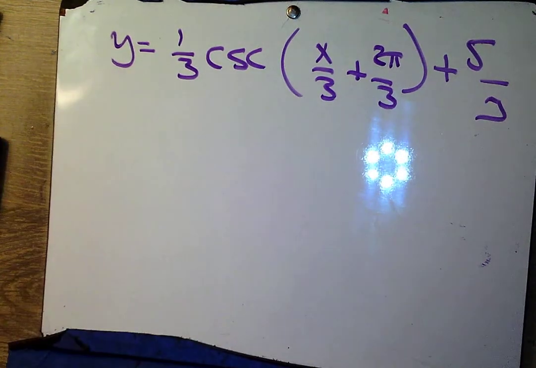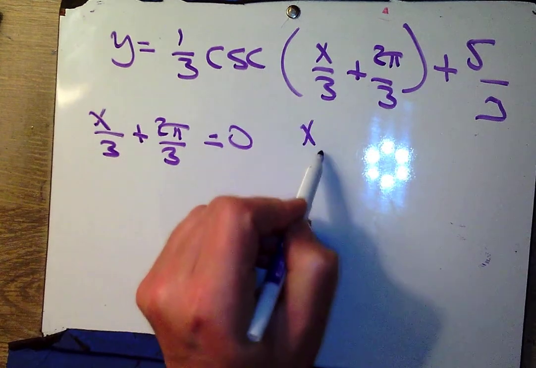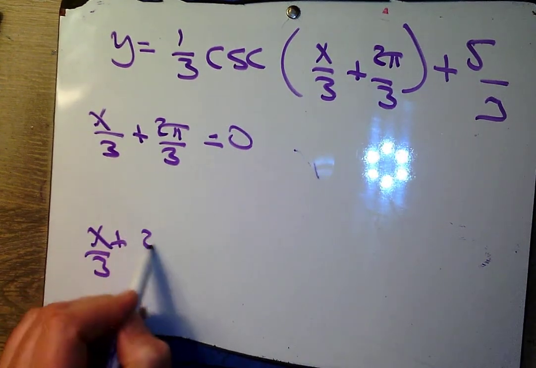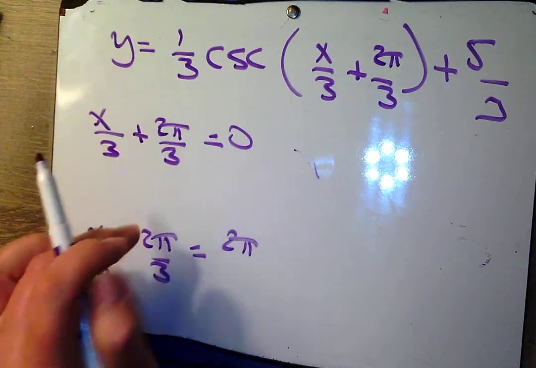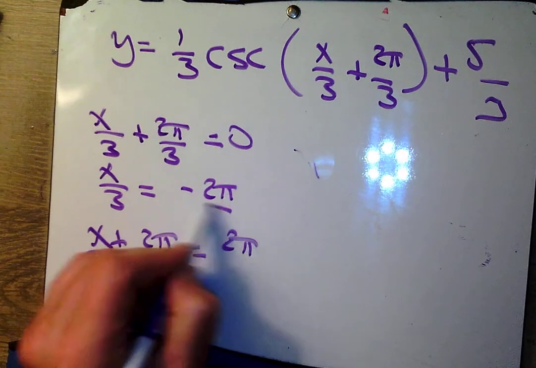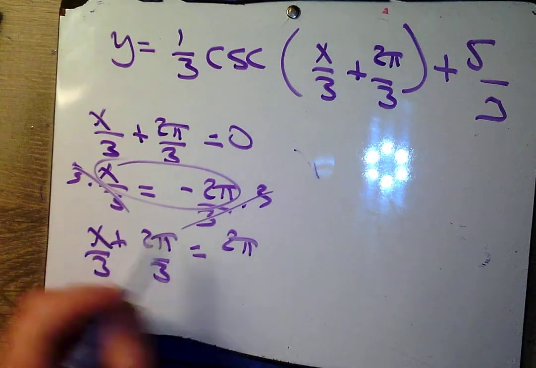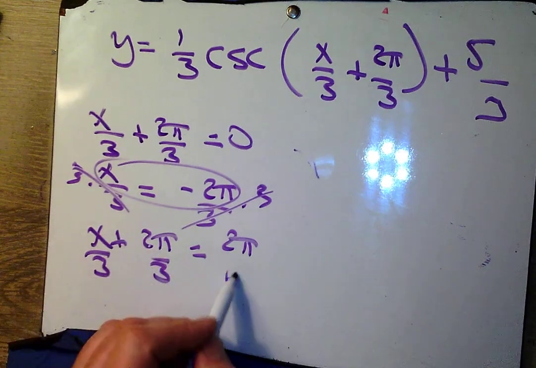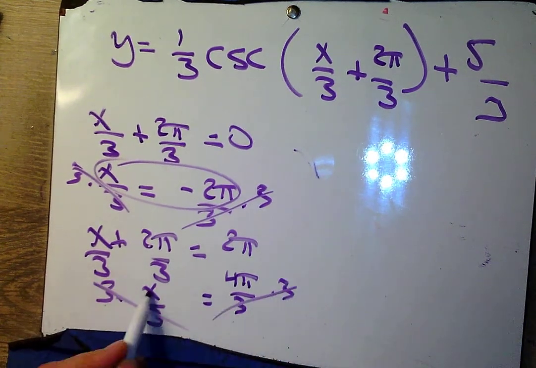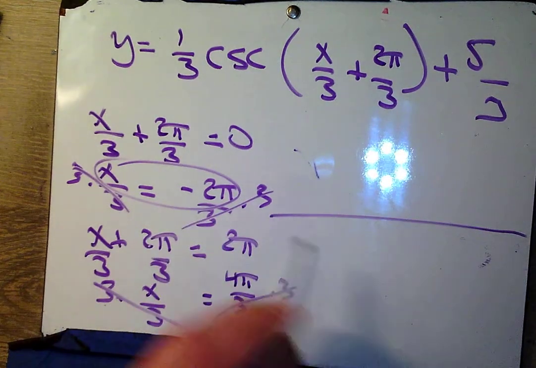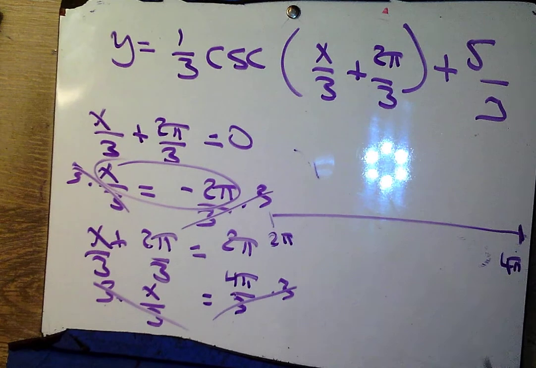Hey, welcome back. So we're setting the argument equal to 0, and x over 3 plus 2 pi over 3 equals 2 pi. Okay, so I subtract 2 pi over 3 from both sides. So x over 3 equals negative 2 pi over 3. And if I multiply both sides by 3, I get that my starting point is negative 2 pi. This is 6 pi over 3 minus 2 pi over 3, which is 4 pi over 3 equals x over 3. So if I multiply both sides by 3, I get x equals 4 pi. So this here is negative 2 pi, and this here is positive 4 pi.